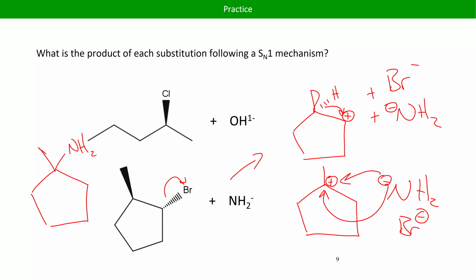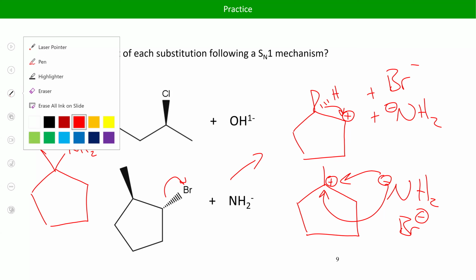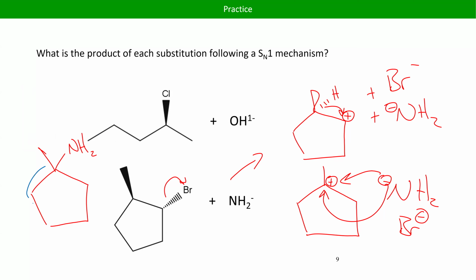But even though we started with something that had very specific stereochemistry, that's not a chiral center anymore, because both directions around this ring are the same. So that's our final product in red. We don't even have to say R plus S.